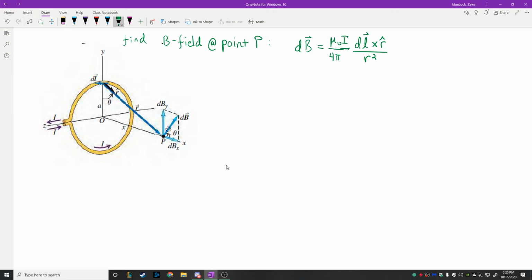Now, most of the hard part's been done in this picture. We've selected a point at the very top right here. And we've said that dl, right? dl is like an element of the wire. It's an arc length, little minuscule arc length. r is drawn from that little piece of the current down to the point P. So it's right there.